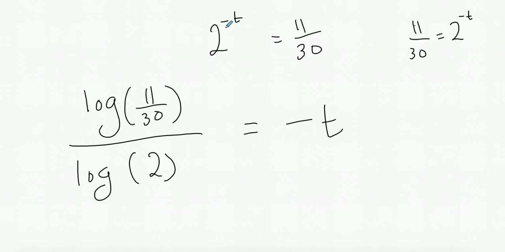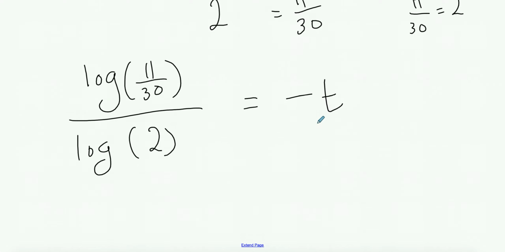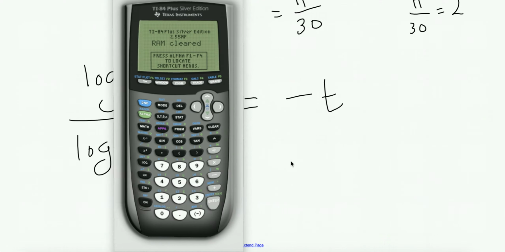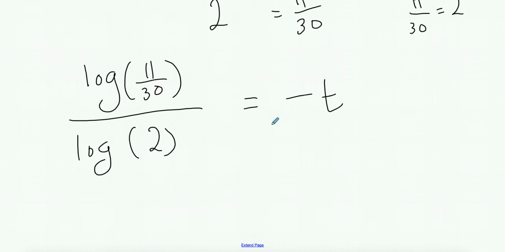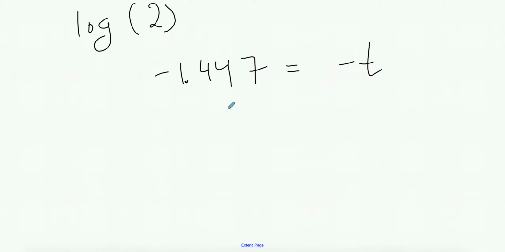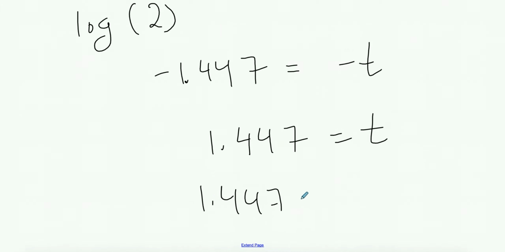Please be careful that we're dealing with negative t. If it was a positive t, then you just put a positive t in there. So plugging this in your calculator, we could try it here. You could go log, which is the button here, 11 over 30 divided by log of 2, and you're going to get a negative 1.447. So negative 1.447 is equal to negative t. If I divide both sides by negative 1, I'm going to get rid of the negative sign, so t is equal to 1.447 minutes.